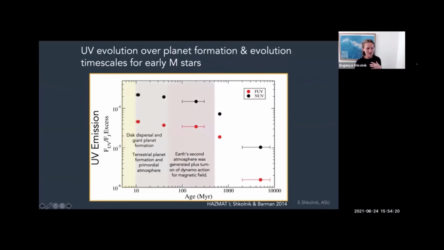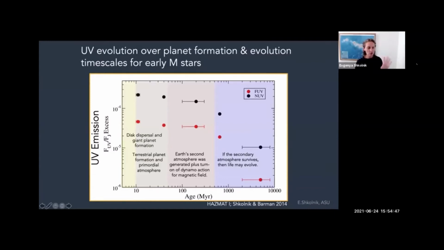And the same is true even for when the Earth's secondary atmosphere, we think, was developed between 50 and 500 million years. The UV emission is not going down as quickly as you might like. And it only starts dropping at around the age of the Hyades at 650 million years old, and so on. So if the secondary atmosphere survives, then maybe life might start evolving on the surfaces of these M stars.